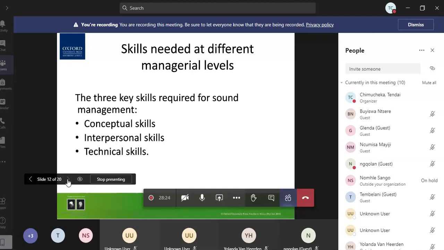Then there are also technical skills. These are skills for practical application of your knowledge, skills, or experience, the ability to actually do something as a person.